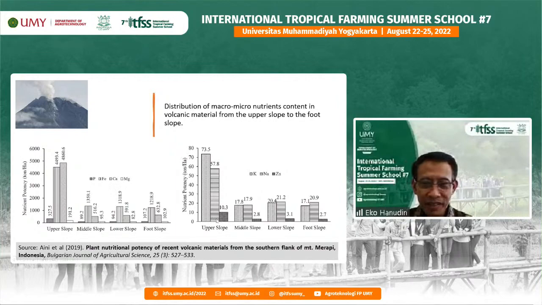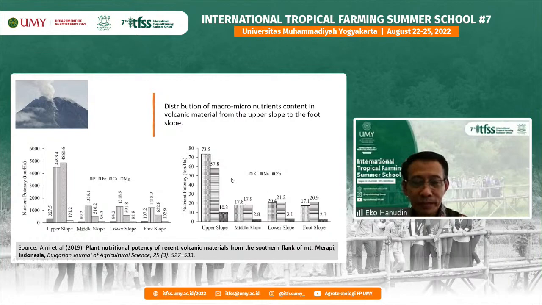Based on this figure, you can see, from the upper slope area and the foot slope area, that iron has the highest content. The second one is calcium, and then phosphate and magnesium. I was really surprised because in the upper slope area we observe that the content of phosphate is higher than magnesium. There is something to research more, to find out why the phosphate content in the upper slope area is higher than the magnesium. And also we calculate the content of potassium, sodium, and zinc. You see, based on the figure, that the content of potassium is higher than sodium, and the lowest one is zinc.